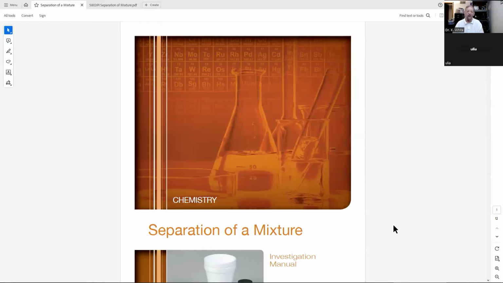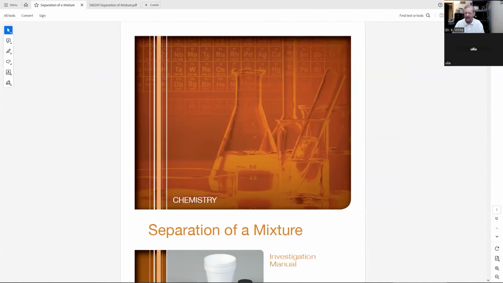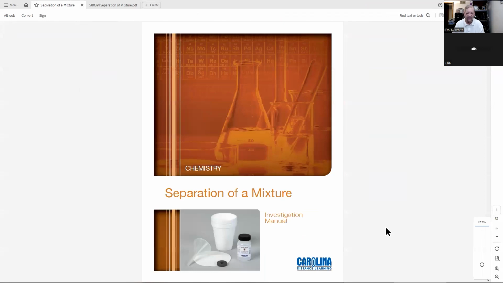Acrobat came out with a new format, and I'm trying to get used to it. I think it's nice, but anyways, let's take a look at today's lab. Today's lab is called separation of a mixture. A mixture is where you have different substances, also known as chemicals or elements, mixed together, and each one retains its own chemical identity. They don't react with each other.